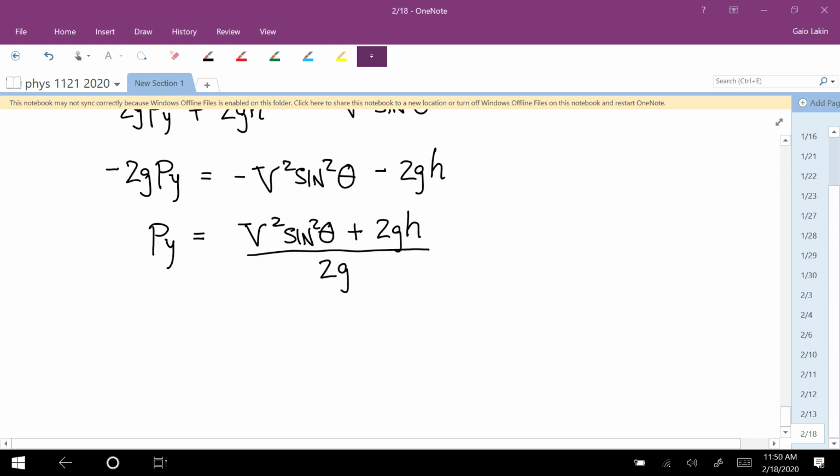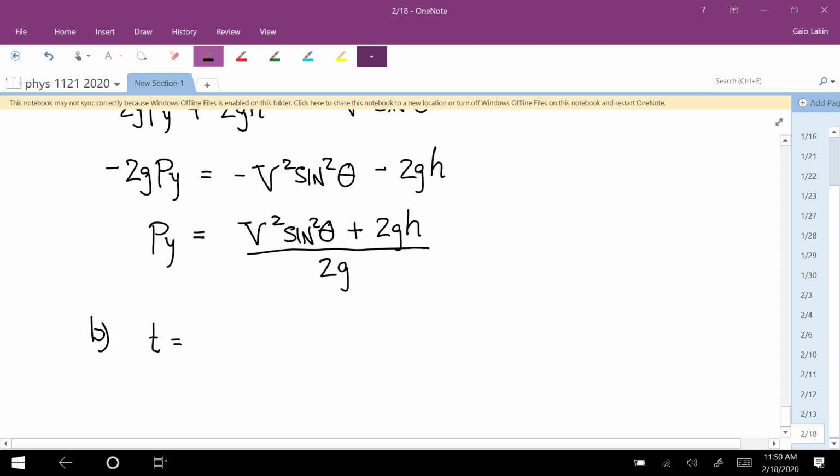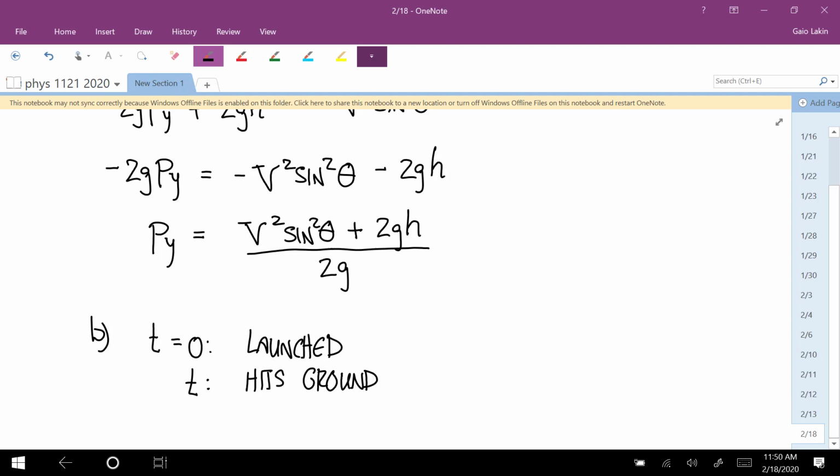And then for the time it takes to hit the ground, I guess I don't have time to do this, but you have to choose a new, so time equals 0 can still be the instant that it's launched. The time t, though, now has to be when it hits the ground. So you're going to have to go back through that list and adjust some of the things that you know. But you can solve it with that same kind of approach. Okay, that's all.